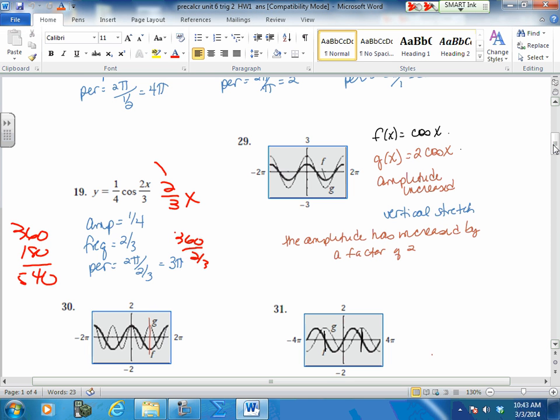Number 29, go off this curve here. You had a basic cosine curve first. Then we jumped up this way, amplitude of 2. We kept the same period. We only have one complete curve. So you've got a frequency of 1. Therefore, the amplitude of 2 caused you a stretch. When you go like this, that's a vertical. If you go across, that's a horizontal. So we had a vertical stretch by a factor of 2.